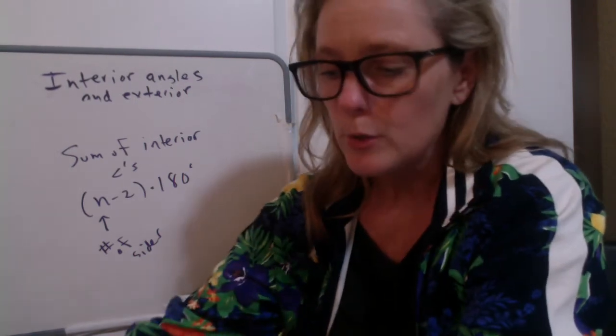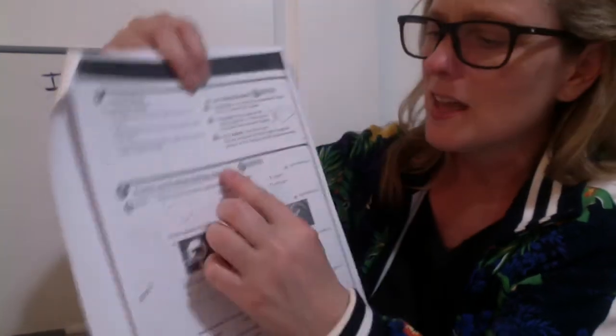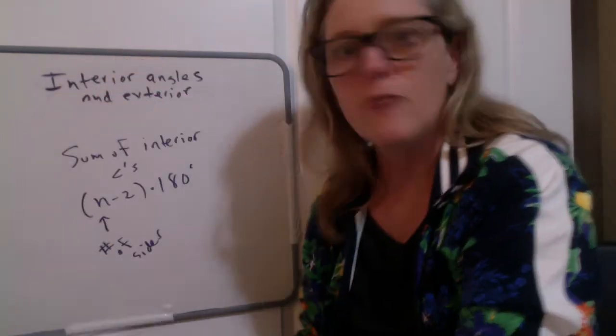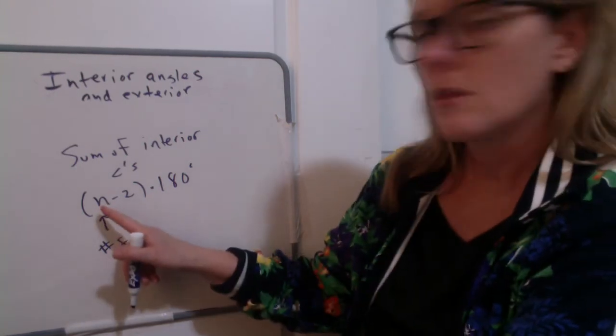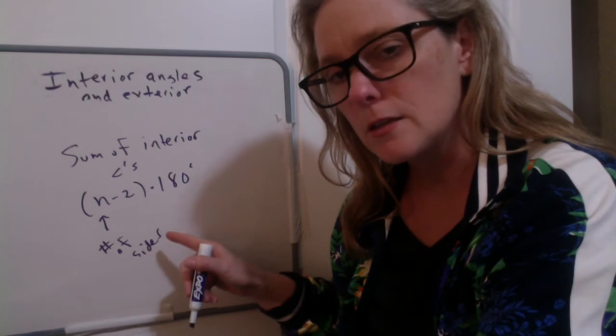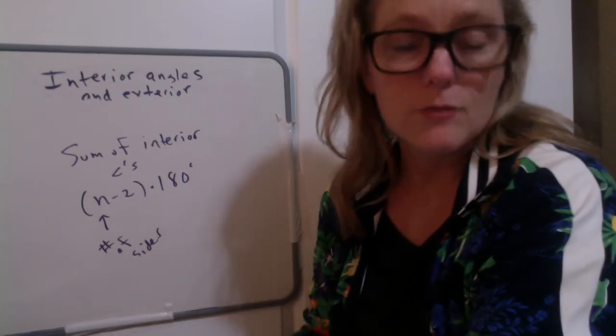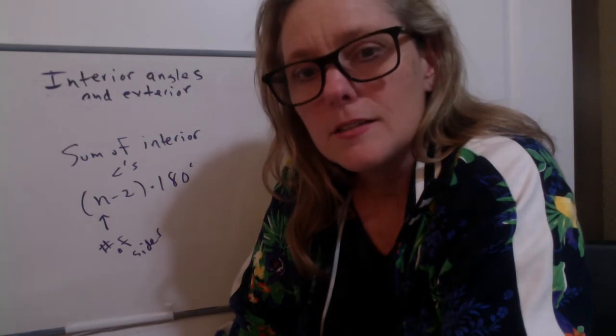So for example, on the first page, got some problems. It asks to find the sum of a 35-gon. Well, a 35-sided polygon, I would do 35 minus 2, which is 33, times 180, and I'd use a calculator to get that answer.